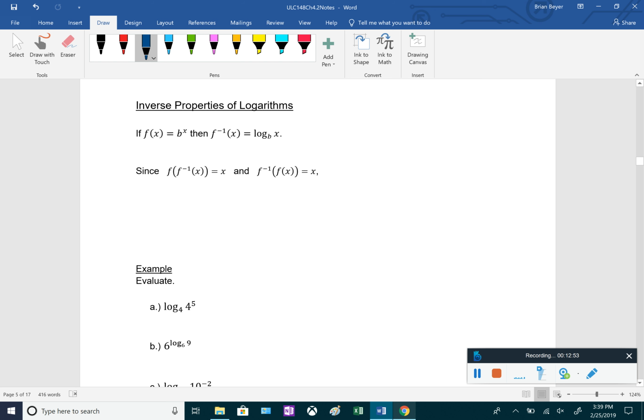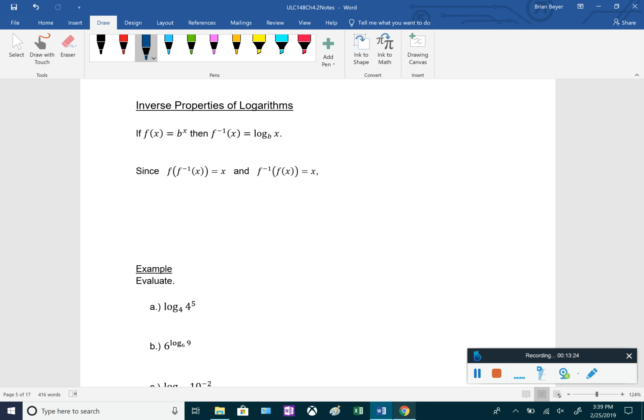Okay, so moving on, the next thing here is the inverse properties. These are not as easy as what we just did with the properties involving 1s. If we have the exponential function f of x equals b to the x, then f inverse is log base b of x. Remember the -1 is not an exponent, it's a superscript and it represents the inverse. So that's just saying b to the x and log base b of x are inverses, which we already discussed.